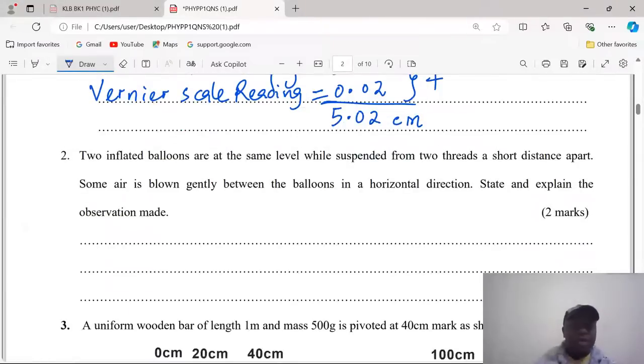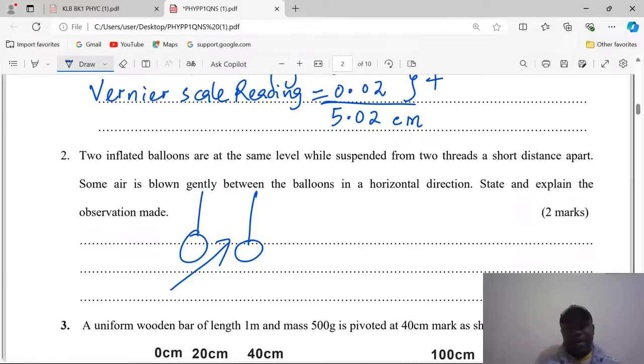Number 2: 2 inflated balloons are at the same level while suspended from 2 threads a short distance apart. Some air is blown gently between the balloons in a horizontal direction. State and explain the observation made. Remember, these are light balloons. There is a balloon here, there is another one here. They have been suspended. Then you blow some air horizontally in between them. They are some distance apart.